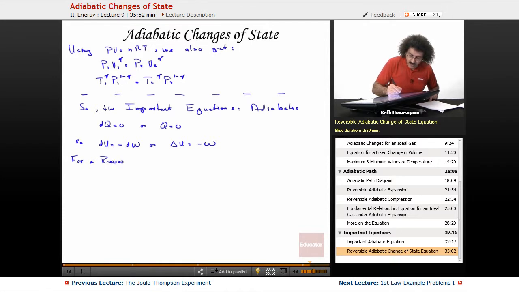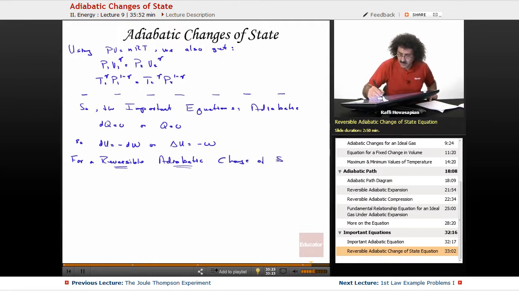For a reversible adiabatic change of state. So we can have an adiabatic process, and we can have a reversible adiabatic process. Remember, we can have an isothermal process, or we can have a reversible isothermal process. That reversible puts a little bit more of a constraint on the situation.